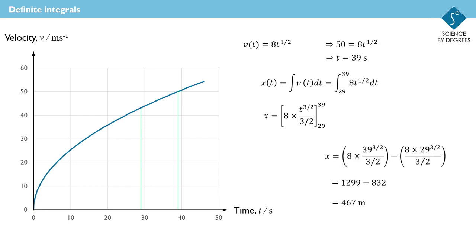If we substitute t equals 39, we calculate the area up to t equals 39. If we substitute t equals 29, we calculate the area up to t equals 29. The area from 29 to 39 is the difference, so it's the integral evaluated at 39 minus the integral evaluated at 29. So the boundary values for an integral tell us to evaluate the integral at the upper and lower boundary values and subtract to find the relevant area under the curve.